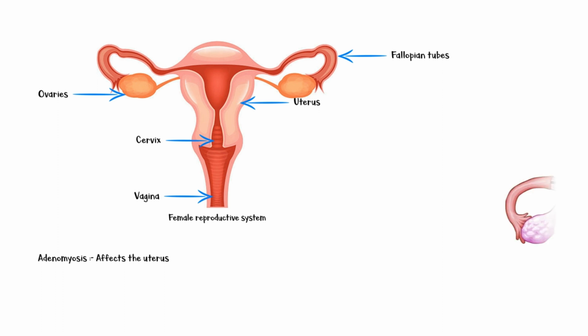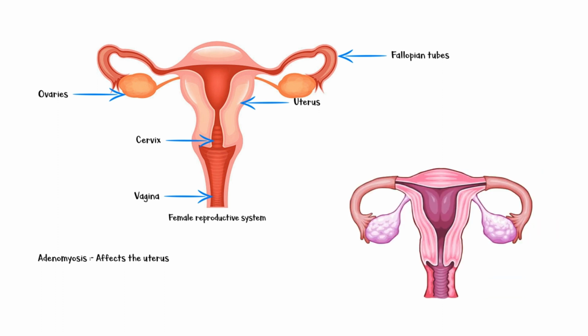The uterus contains three distinctive layers. The innermost epithelial layer is called the endometrium. The middle layer, which is composed of smooth muscle cells, is called the myometrium. And the outermost layer is called the perimetrium, also known as the serosa.